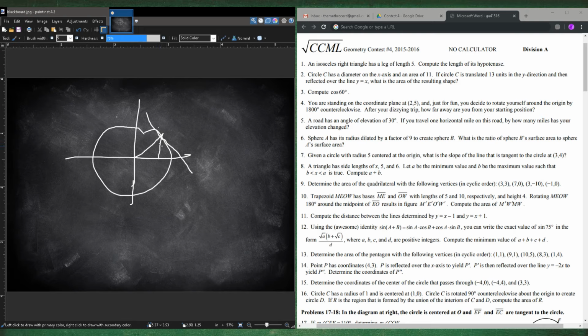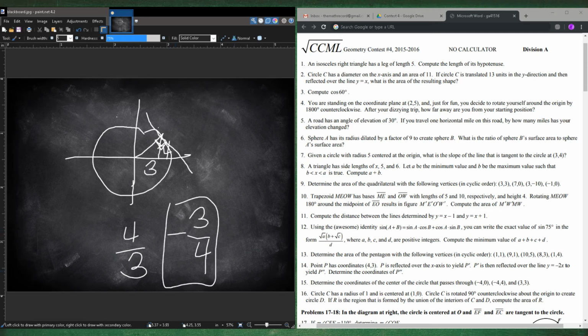A tangent line will always be 90 degrees to the circle's radius, so this is a perpendicular line. Since the point is 3, 4, the slope of the radius is 4 over 3. The perpendicular slope will be the opposite reciprocal, so it's negative 3/4. So the slope of the line that's tangent to the circle is negative 3/4. Basically, just that simple.